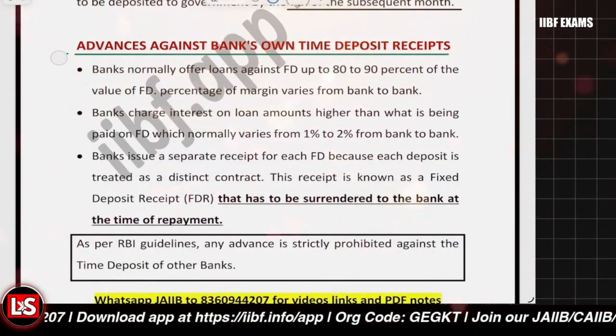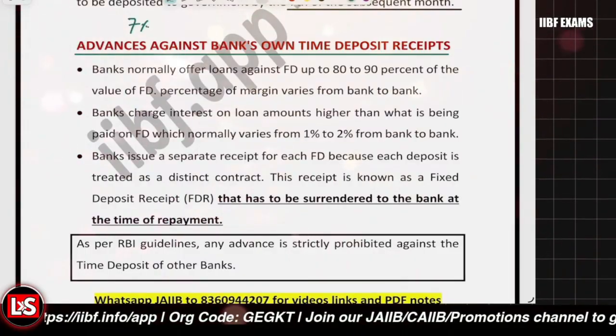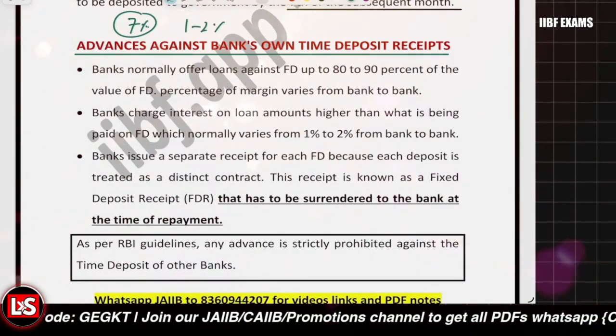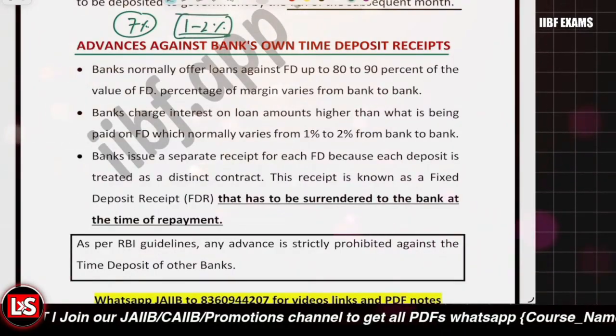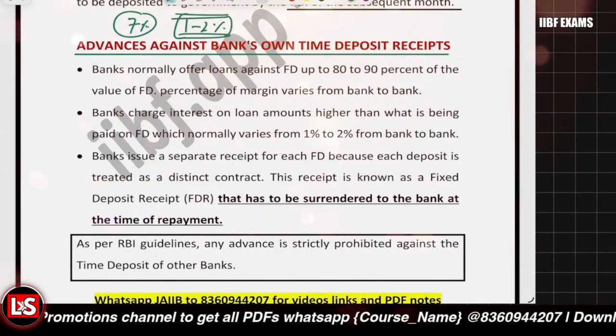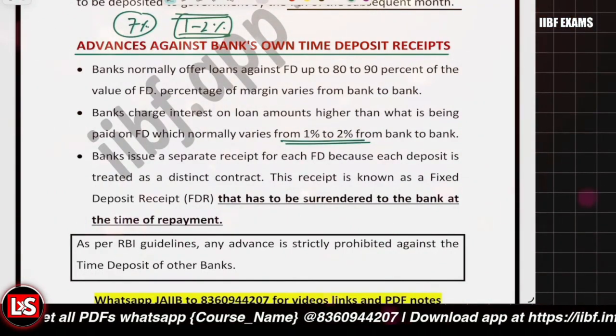And what is the interest rate charged? Let's say if the bank is paying you 7% on the FDR, the bank may be charging a spread of 1 to 2% above it. That varies from bank to bank, right?